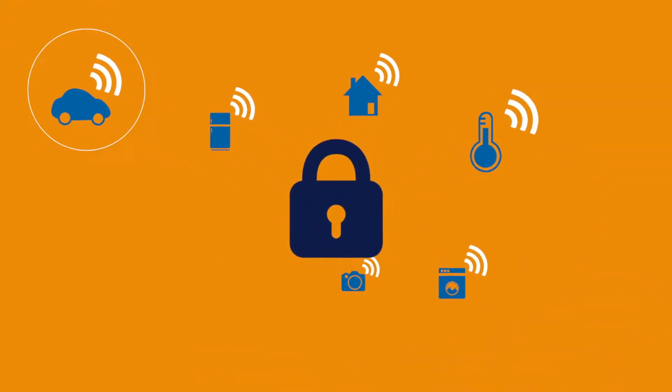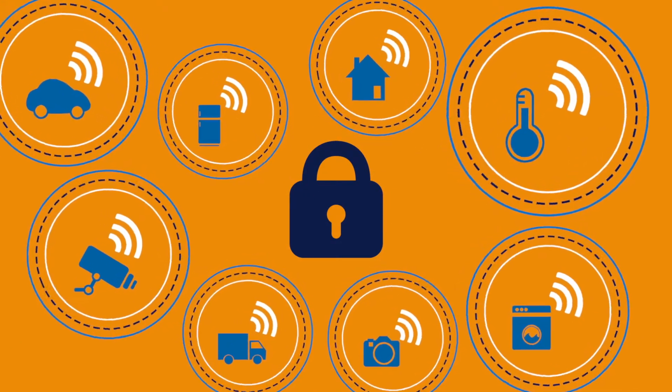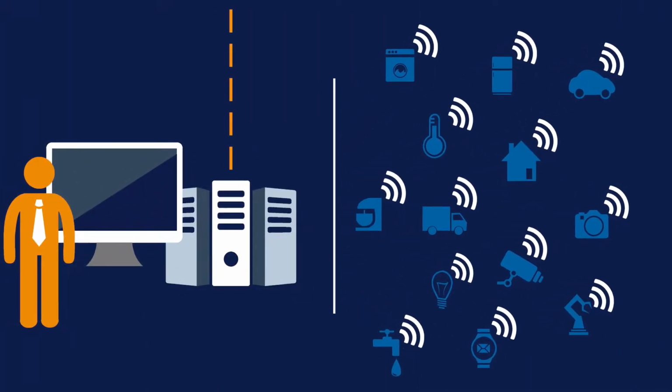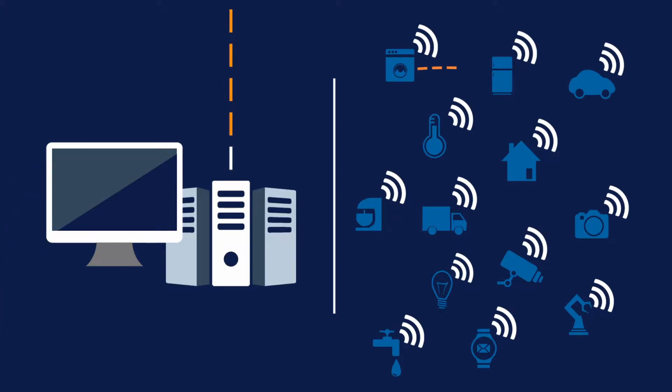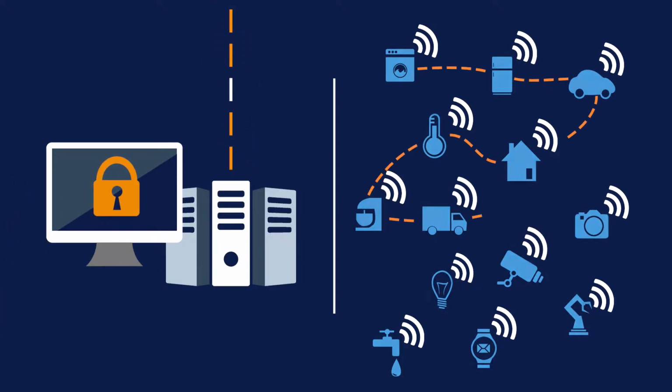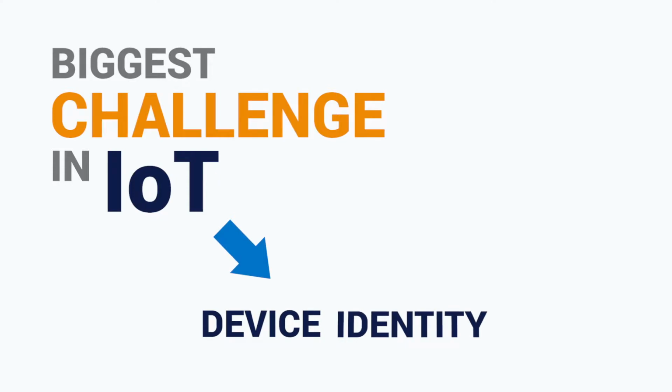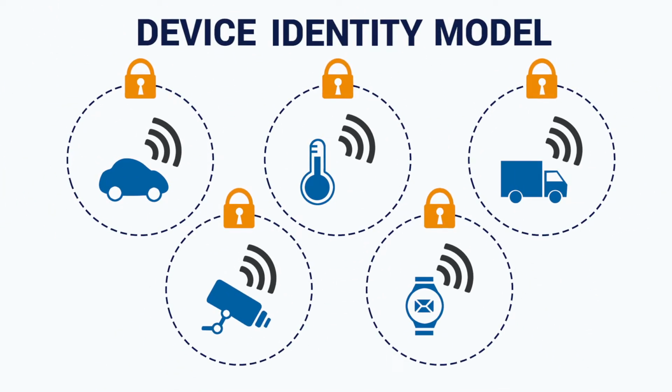How do you secure billions of IoT devices and data? If you can't trust a device, how can you trust the data? How do you securely onboard billions of devices without human intervention? Provision the owner controller security for device and data, then manage it on an ongoing basis. The biggest challenge in IoT is a device identity model that can scale and couple to data trust.